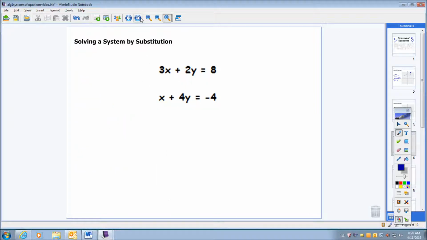Okay, sometimes you're going to be asked to find the same point of intersection, but without a graph. Now, you could actually solve both of these for y and graph them, but it'd be kind of a pain. So we have this thing called substitution. So we're going to solve a system by substitution.